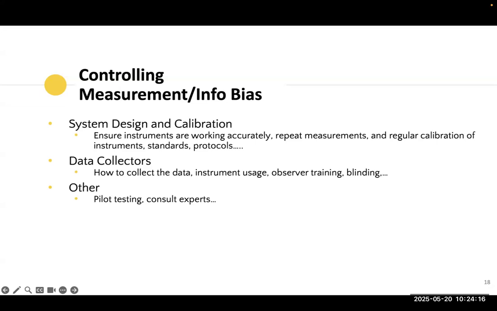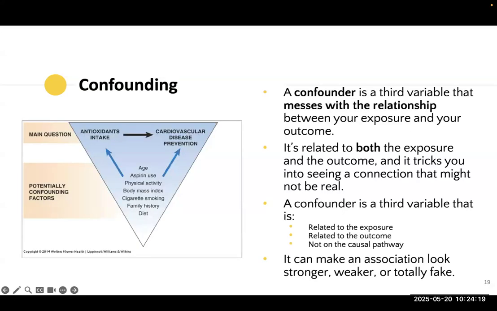Now, this is a good one. If you haven't heard of confounding before, it's a whopper. It's what we call high yield, right? So a confounder is a third variable that messes with the relationship between the exposure and the outcome. It's related to both the exposure and the outcome, and it can trick you into seeing a connection that may or may not be there, right? So a confounder is a third variable that is related to the exposure, related to the outcome, and not on the causal pathway. So it can make an association look stronger, weaker, or it can be fake.